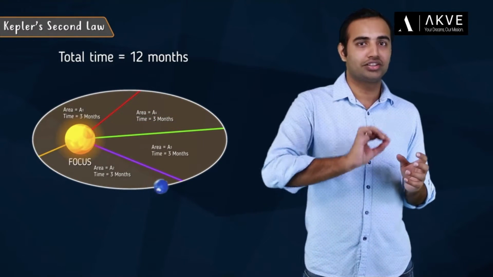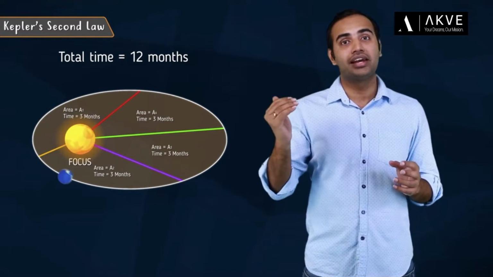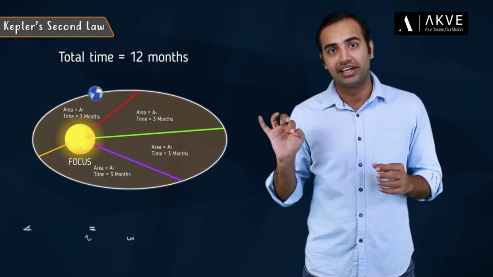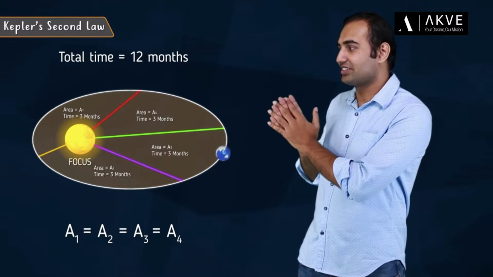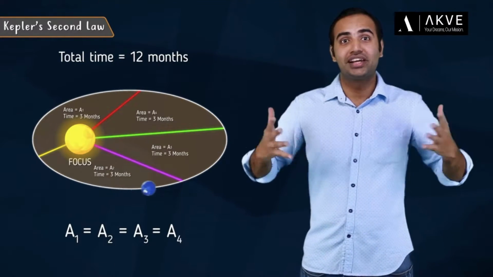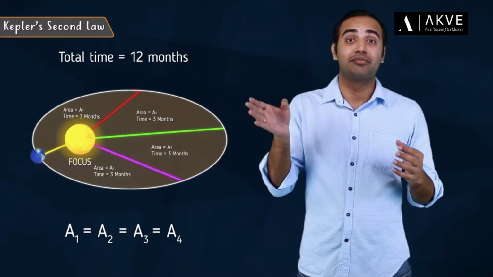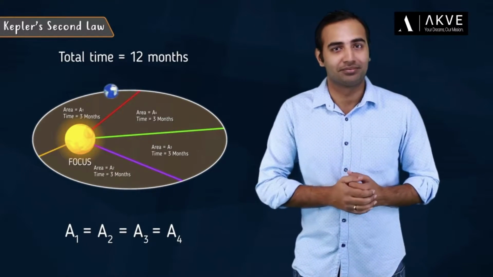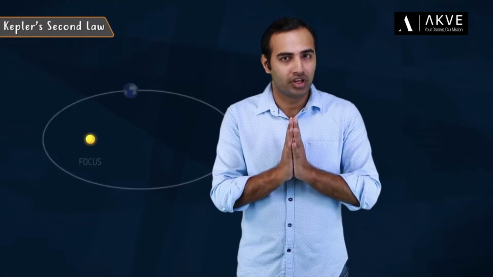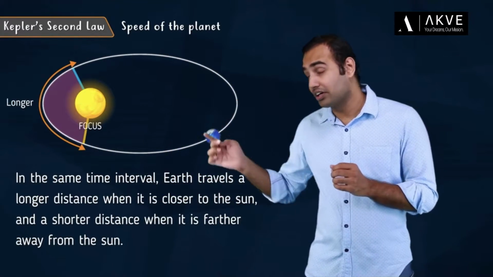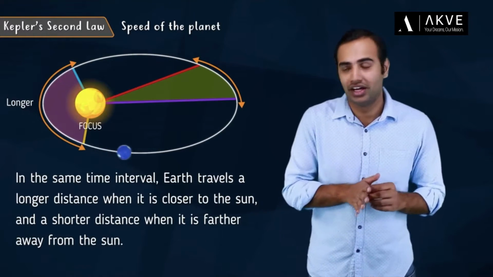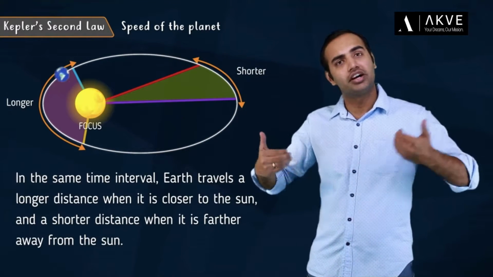Now, Kepler's second law says that the line joining a planet and the sun traverses equal areas in equal intervals of time. So this means that the 4 sections that we have highlighted over here have equal areas because each of those sections has been traversed in equal intervals of time. Fascinating, isn't it? Now, we can derive another fascinating conclusion from Kepler's second law. Notice that in the same time interval, Earth travels a longer distance when it's closer to the sun and a shorter distance when it's farther away from the sun.